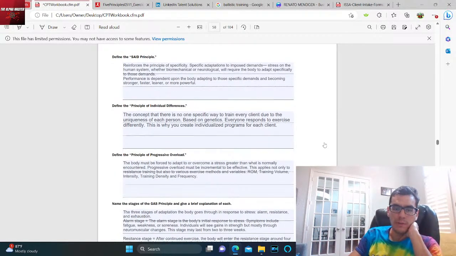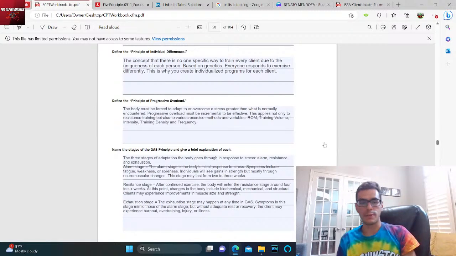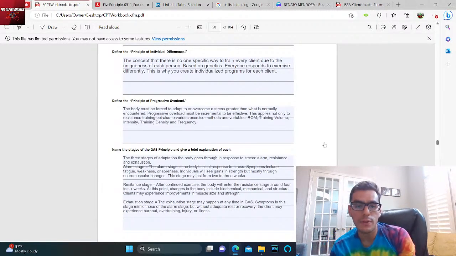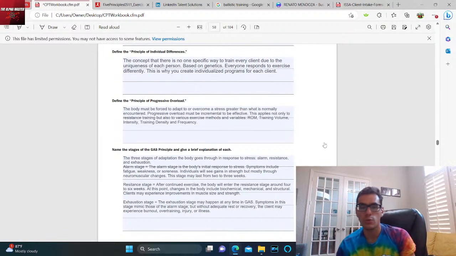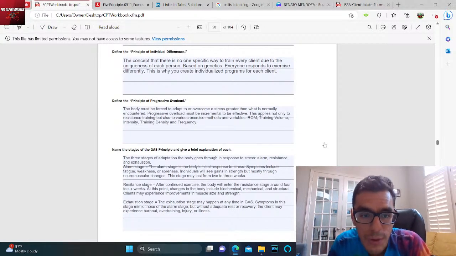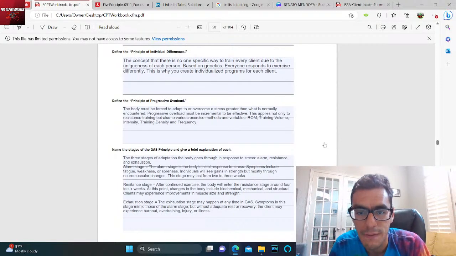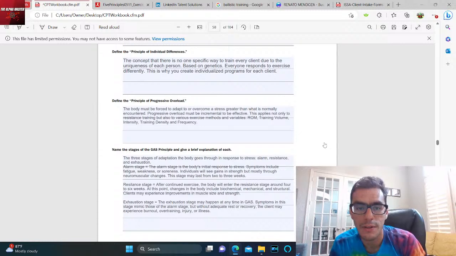Now, the principle of progressive overload: the body must be forced to adapt or to overcome a stress greater than what is normally encountered. Progressive overload must be incremental to be effective. This applies not only to resistance training, but also to various exercise methods and variables like the range of motion, the training volume, the training density, and the frequency.